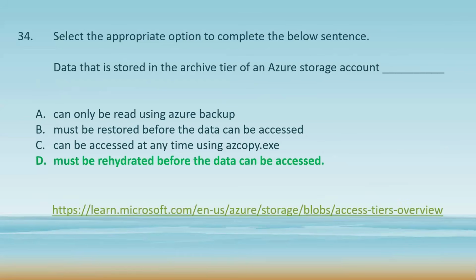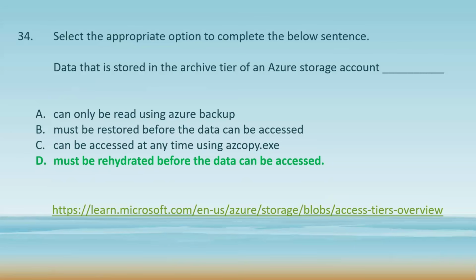So the right option is option D. Data must be rehydrated before the data can be accessed. Archive tier is an offline tier optimized for storing data that is rarely accessed and that has flexible latency requirements on the order of hours. Data in the archive tier should be stored for a minimum of 180 days.